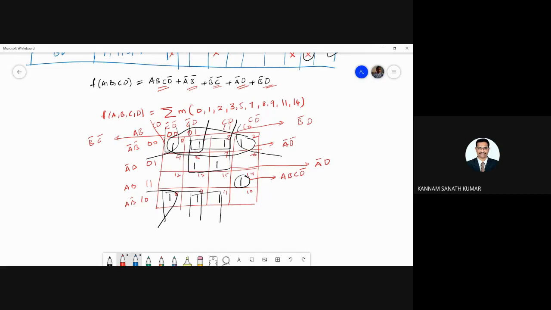So by K map it is verified, no? By K map all the following terms are nothing but the essential prime implicants. Okay, no redundant terms are there. All are essential prime implicants that should compulsorily be there in the final expression.